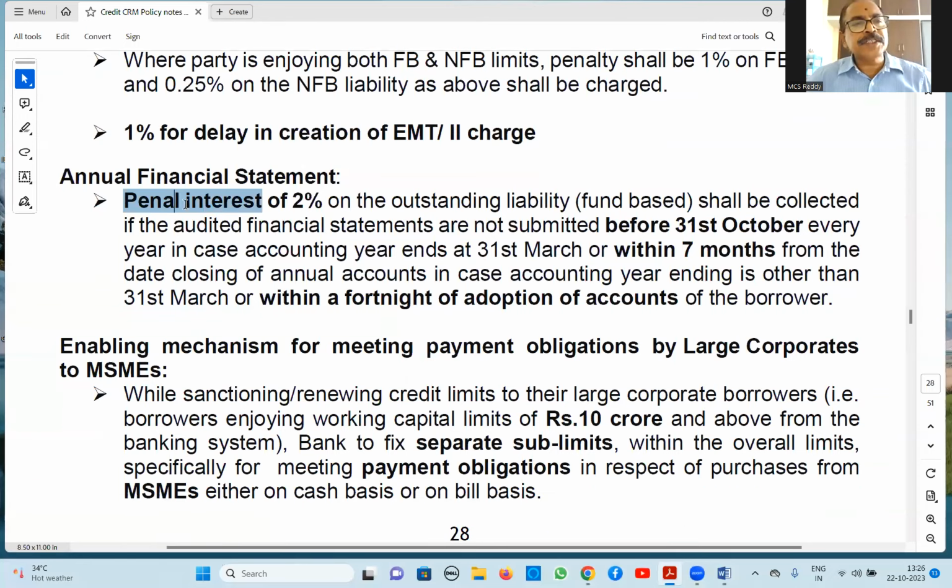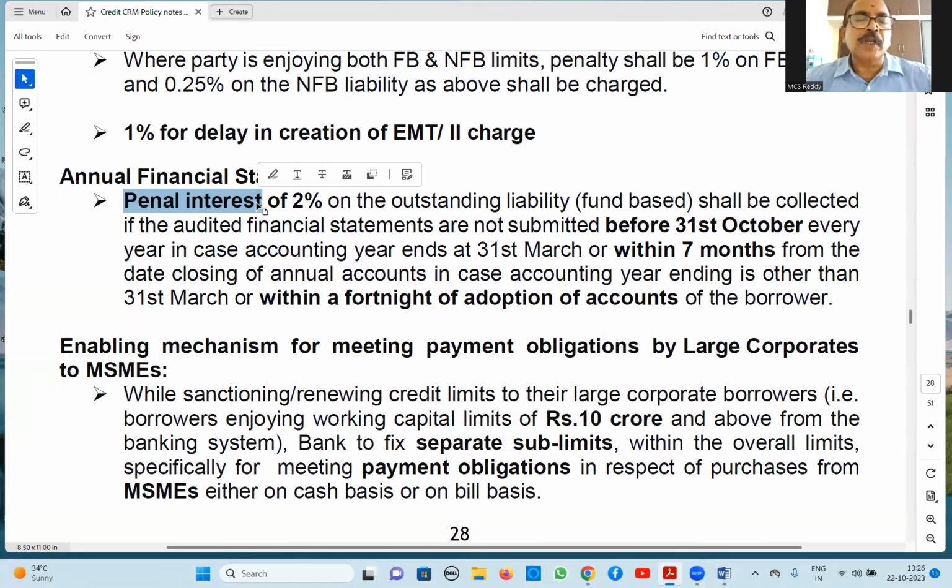Next, annual financial statements. Somebody in the query also asked earlier. Annual financial statements means audited balance sheets. The party has to submit them. When are they to be submitted? Within 7 months from the close of the financial year, or within a fortnight after adoption of accounts.